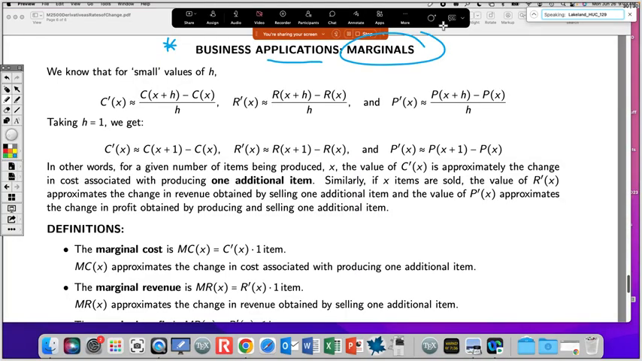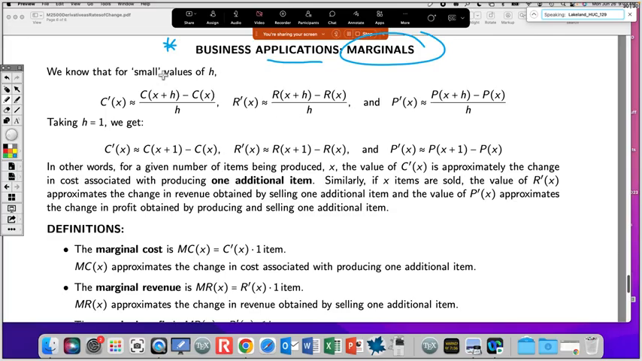So a marginal is looking ahead to the next item. A marginal cost is looking at the cost to make one more item. A marginal revenue is how much extra money you'll bring in if you sell one more item. Marginal profit is the profit you're going to make if you make and sell one more item. You follow? So that's what marginal is. You're looking at the next one.